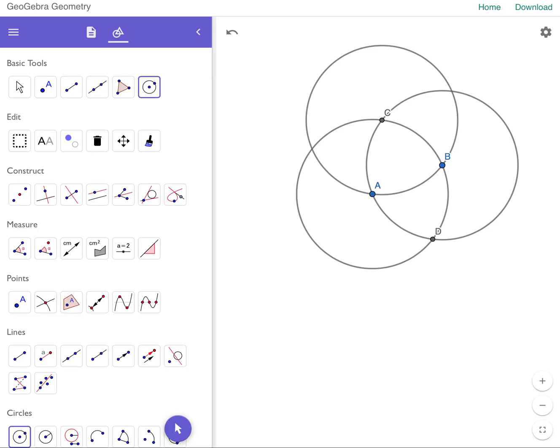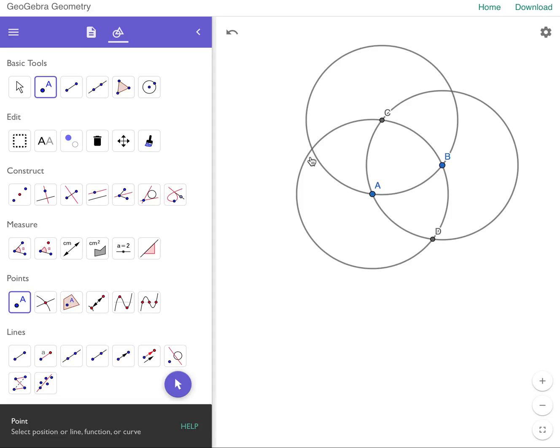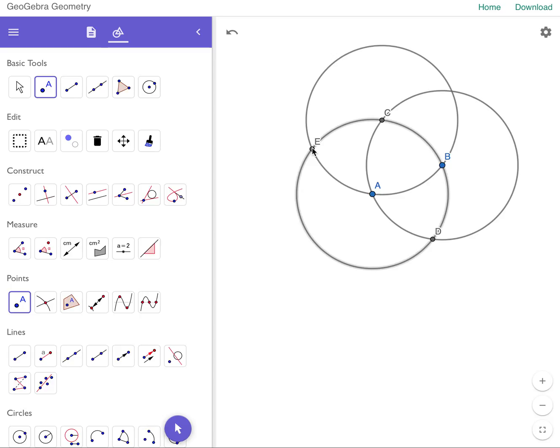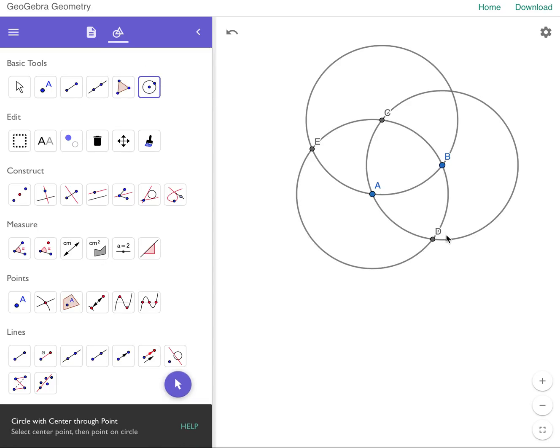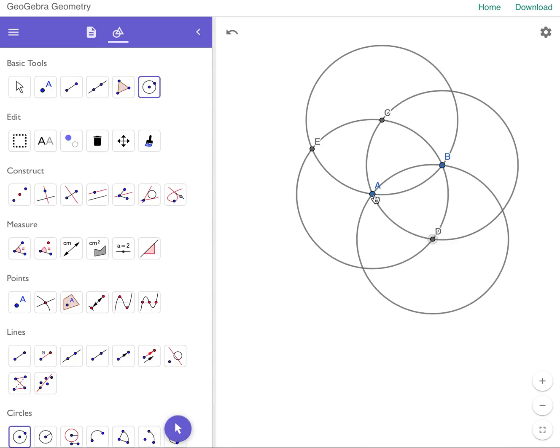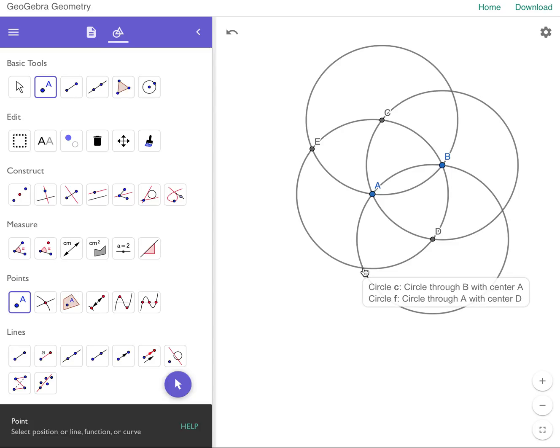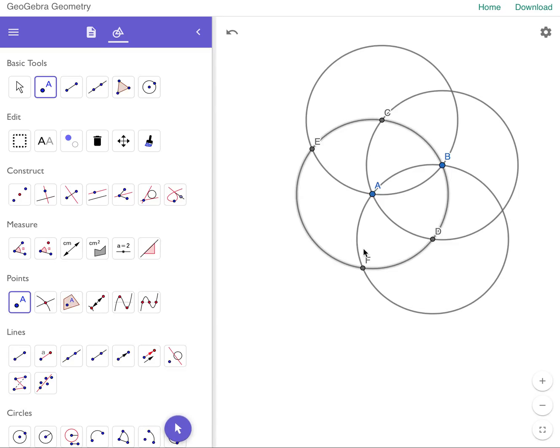Next thing that we need to do is find that intersection right there. Now we don't want to do all the intersections, just this one right here. So we're going to hover and click. Now we're going to do a new circle with center D that goes through point A. Every time I'm creating one of these circles, the intersection is going to be equidistant. So that's creating my regular hexagon sides.